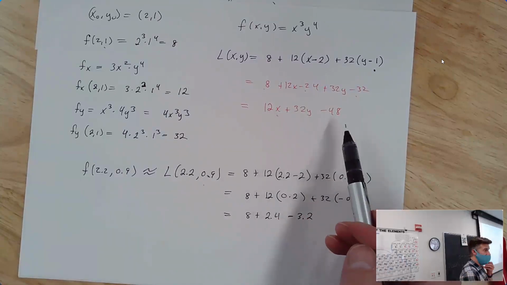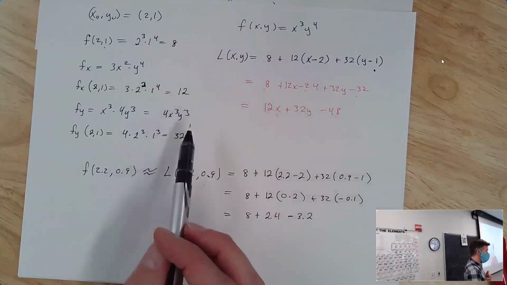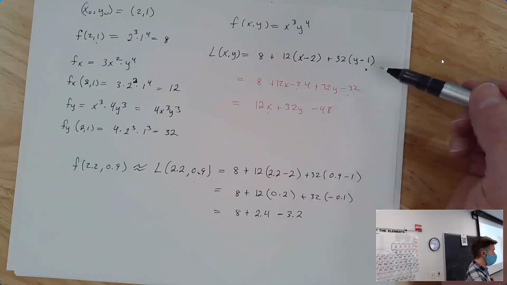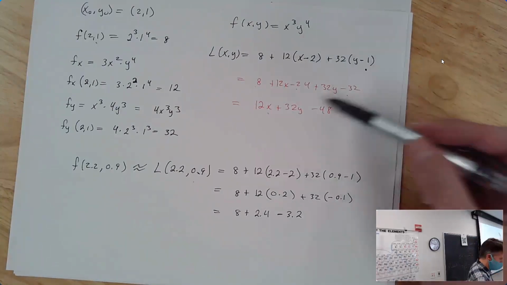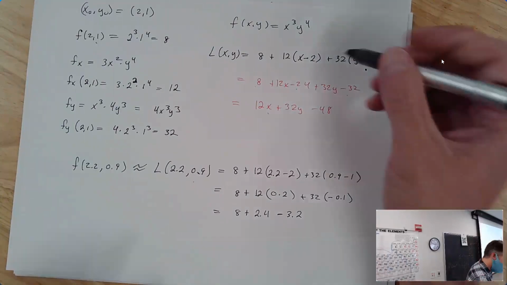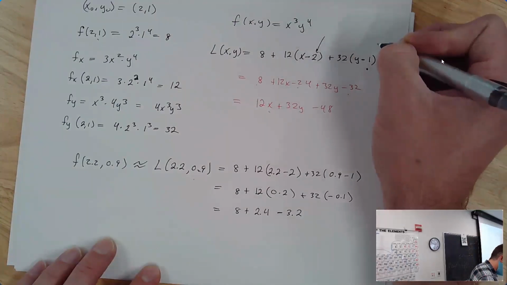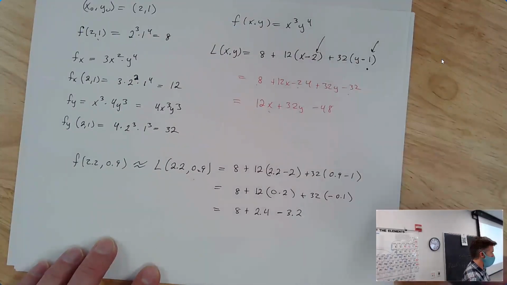So I would encourage you all, if you're finding a linearization of a function of two variables, stop here. Don't multiply these out and simplify it. Leave it like that, because usually you're going to be plugging in numbers that are close to that number and that number, meaning these pieces will be small and easy to multiply by their coefficients.